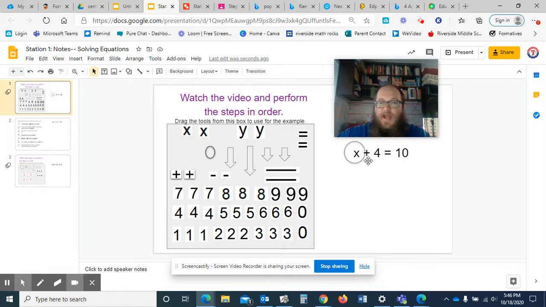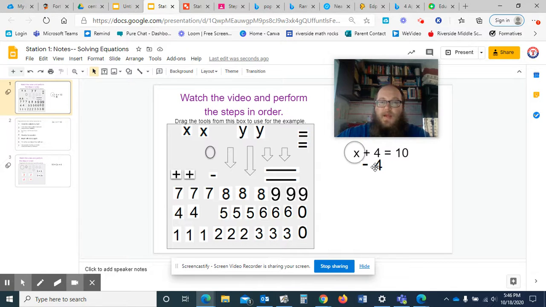Then I look at the number beside it, positive 4. I want to get rid of a positive 4 by doing the opposite, because opposites take things away. And what is the opposite of a plus 4? Well, the opposite of addition is subtraction. So in order to get rid of this plus 4, I'm going to do the opposite and subtract 4. So I start by dragging my subtraction sign over. Then I'm going to drag my 4 over, and I'm going to put a minus 4 directly below it. So to get rid of a plus 4, I do the opposite, which is a minus 4.